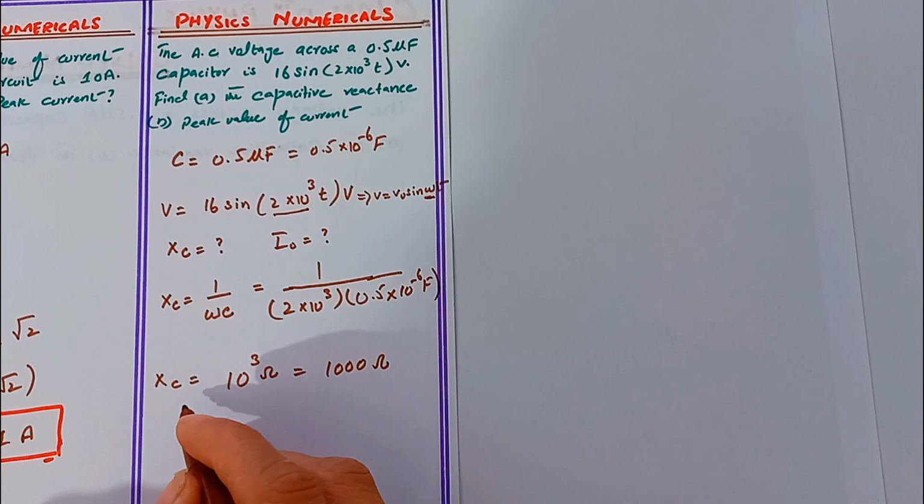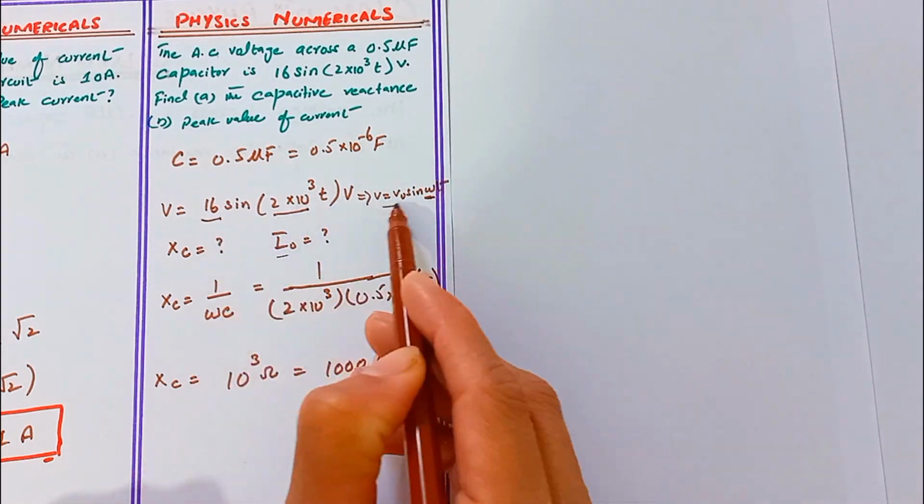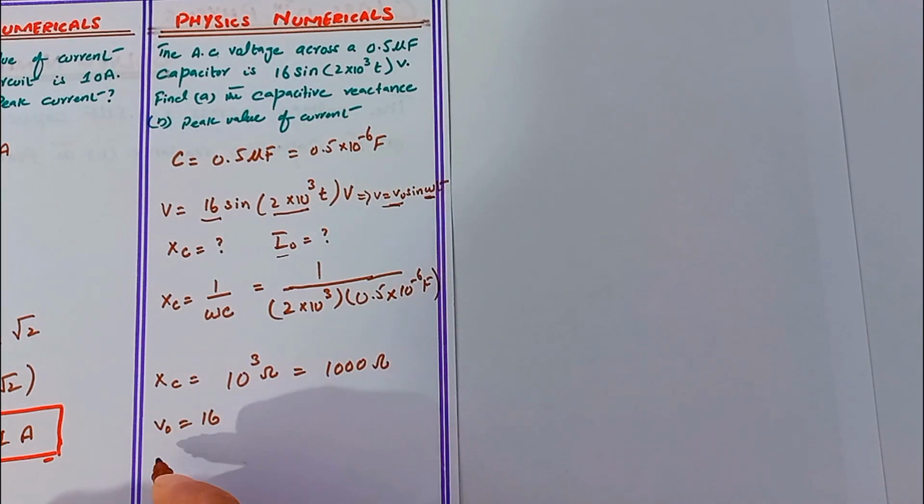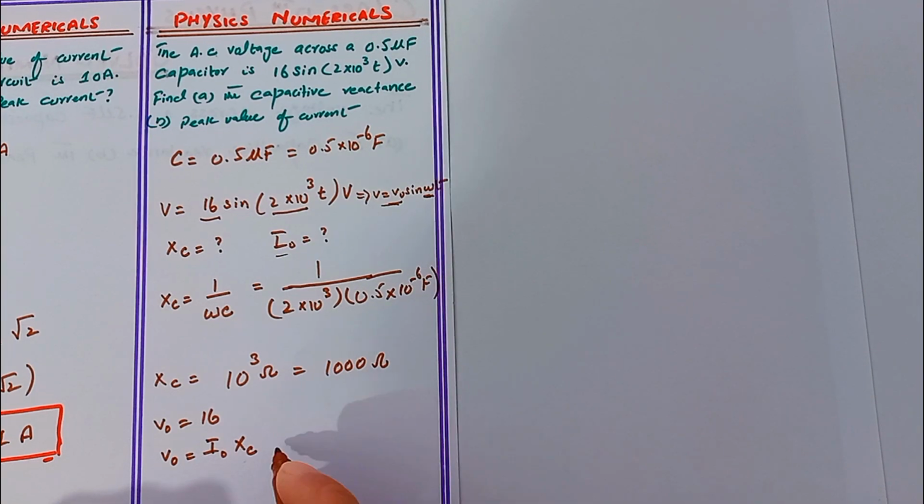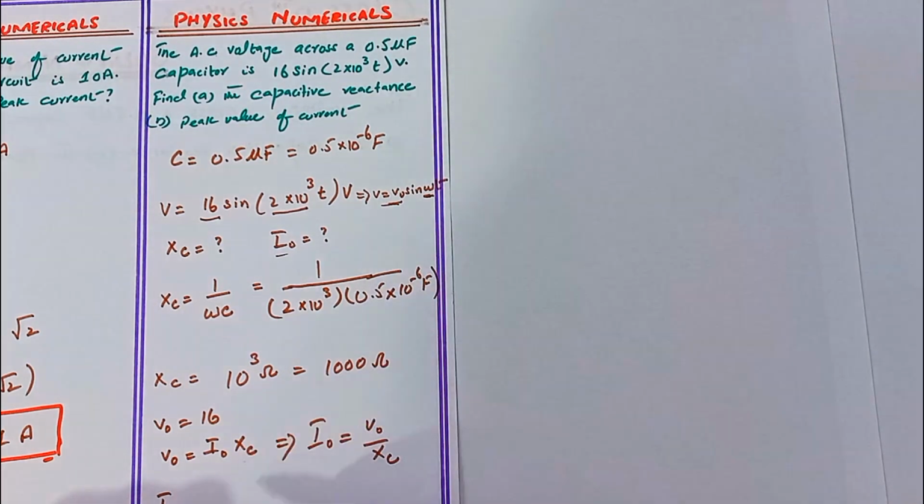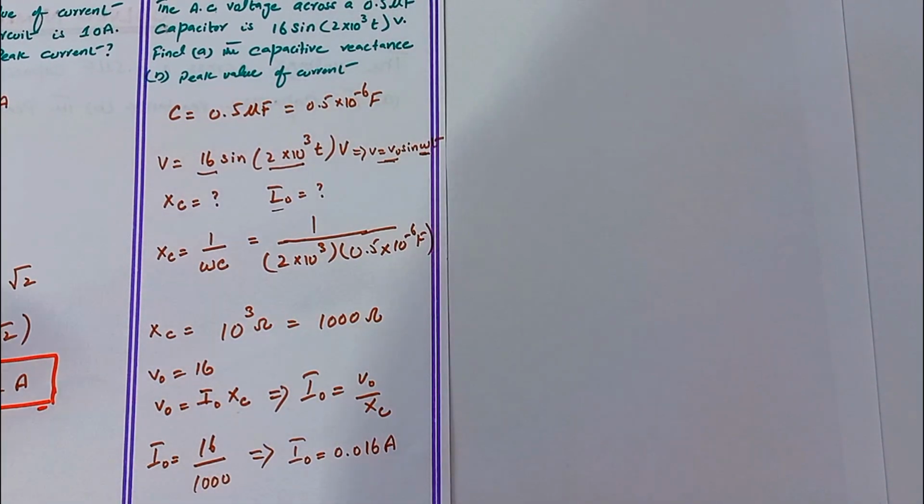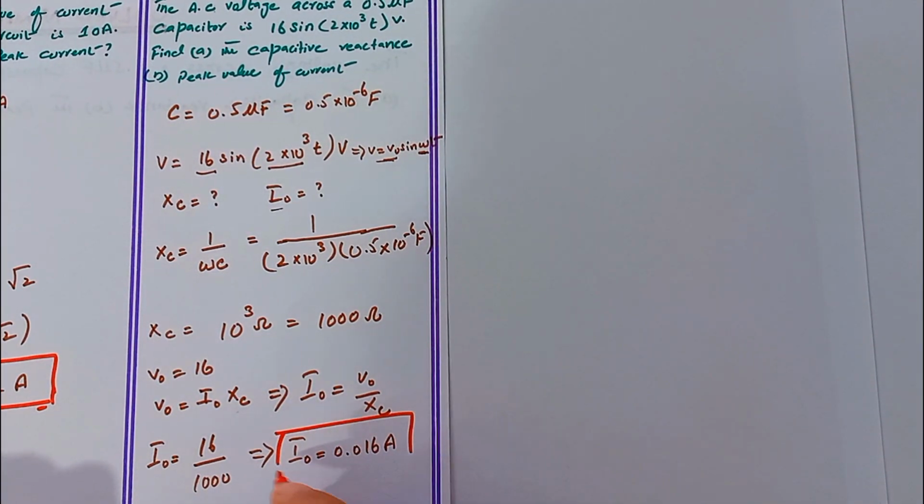Now we find the peak current. If we compare these two equations, V naught is equal to 16. Using the formula V naught equals I naught XC, which is basically Ohm's law, here with resistance we use the capacitive reactance XC. So we can find I naught using I naught equals V naught over XC. V naught is given as 16, and XC we found is 1000 ohm. So we get I naught equal to 0.016 ampere. That is the value of the peak current.